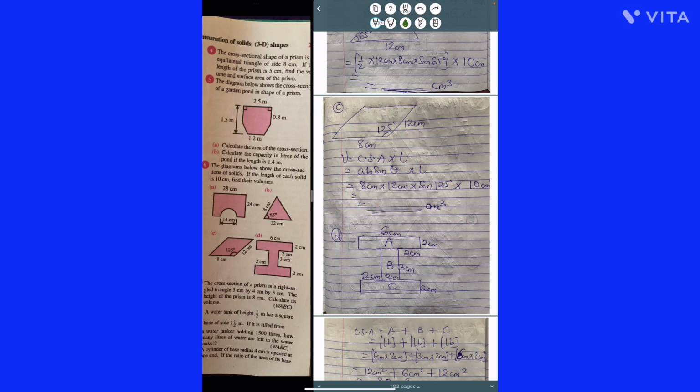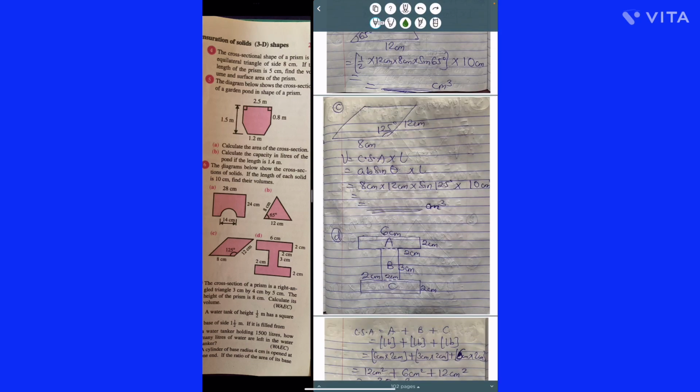Now, question D. The cross-section of the solid in D is a composite shape. So we split it into pieces. We split it here. This part is A, this part is B. Split it here. This part will be C. Each part is a rectangle. So we get the dimensions of the rectangle.